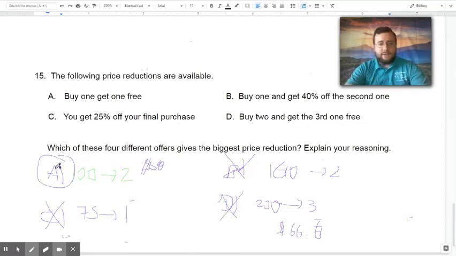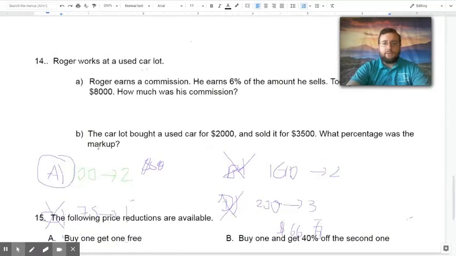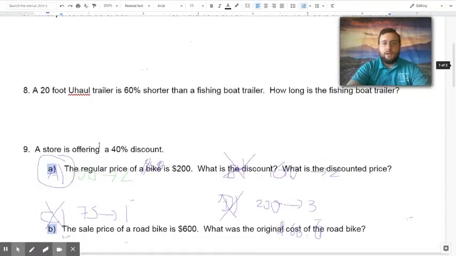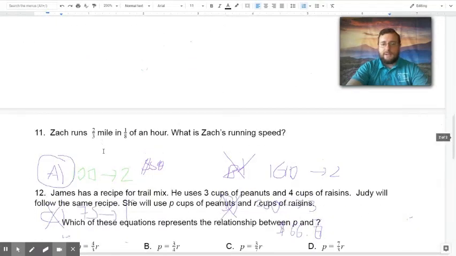So that, my friends, I think is all the problems of the test. We went through all of them in this series, and I hope you find this helpful.